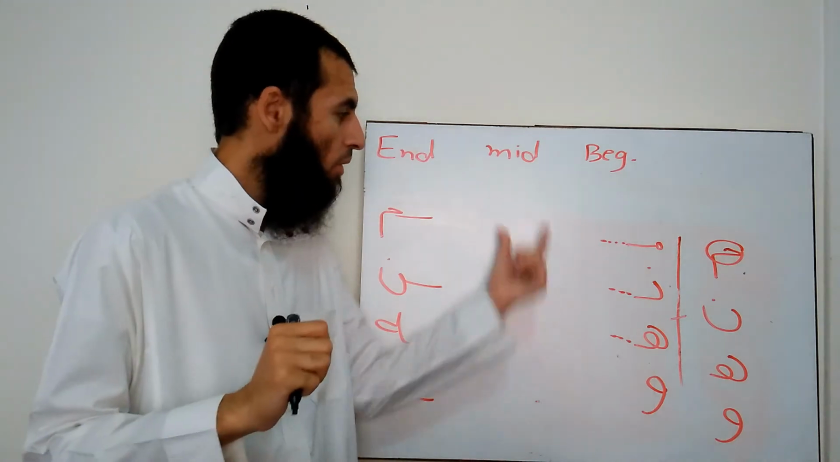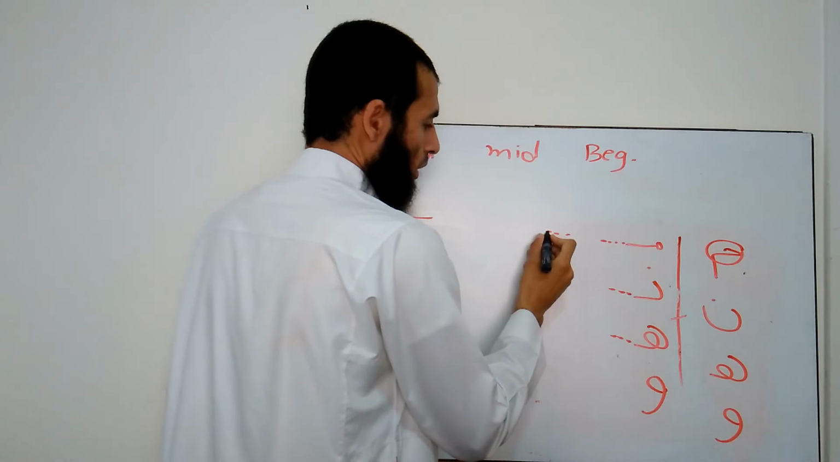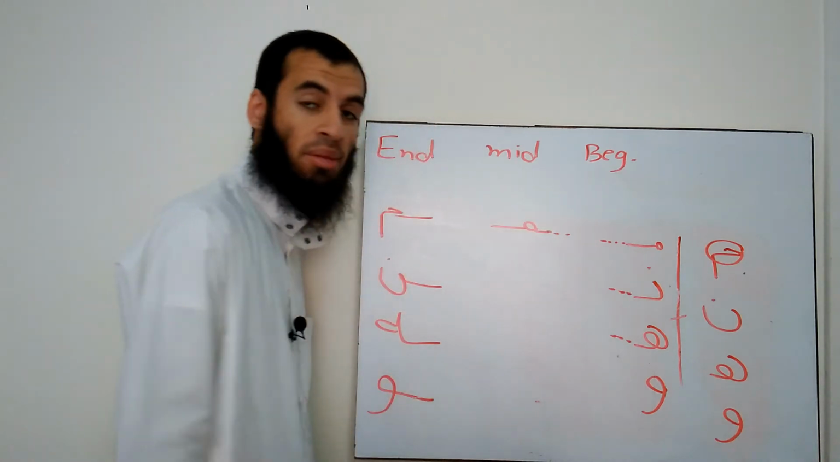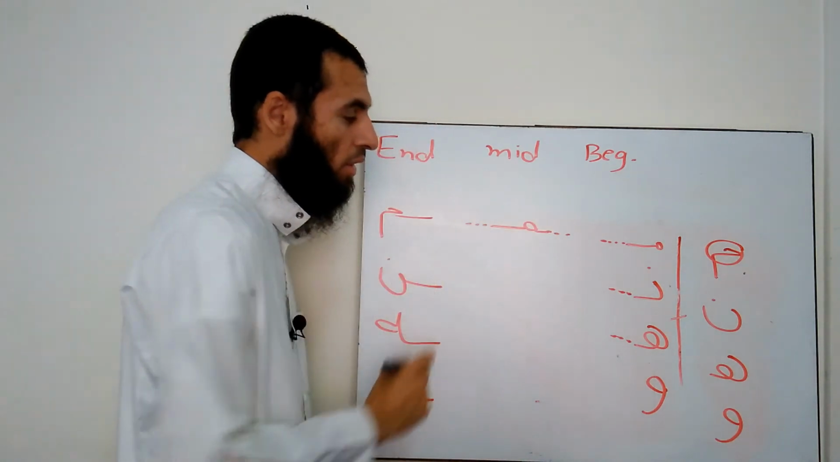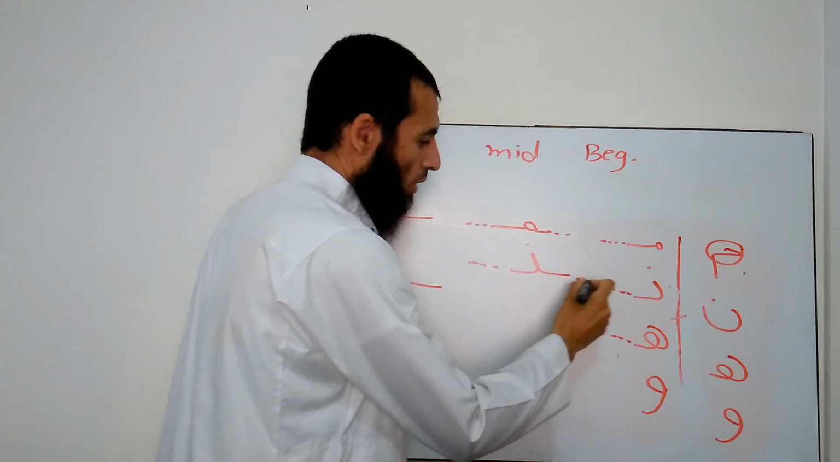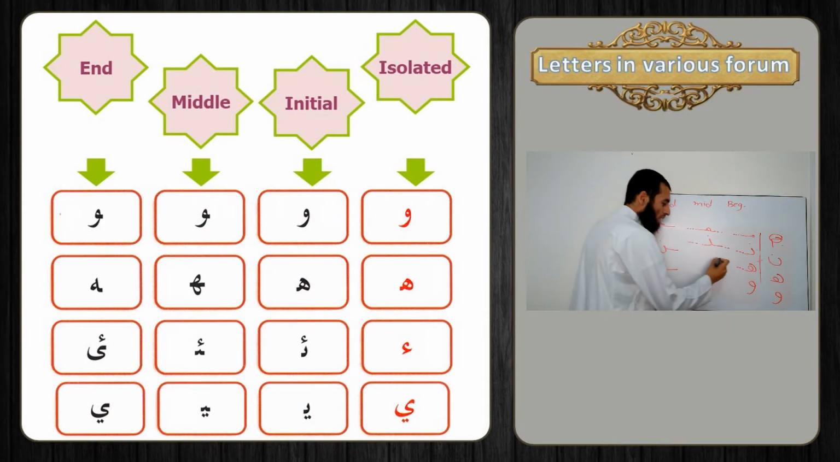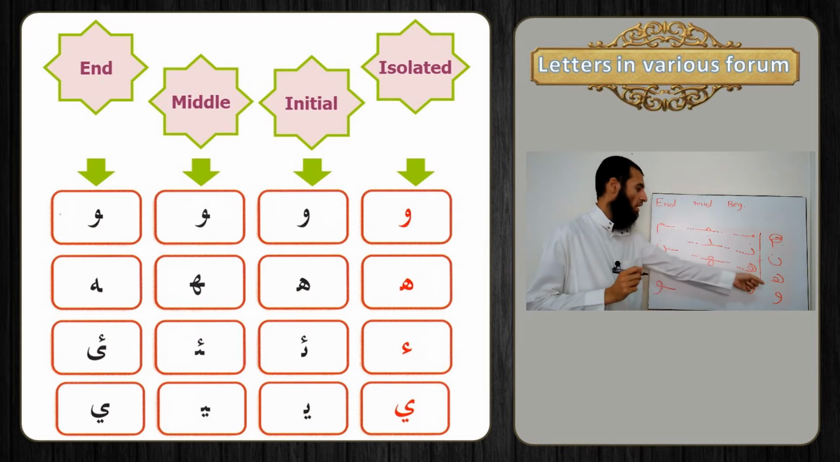Okay? What about the middle of the word? Letter Mim, there is a connection line here, and this is letter Mim, connection line after. Also for letter Noon, it will be like this, connection line here and connection line here. For letter Ha, no, it will take this shape. And these are a connection line. So focus on letter Ha.